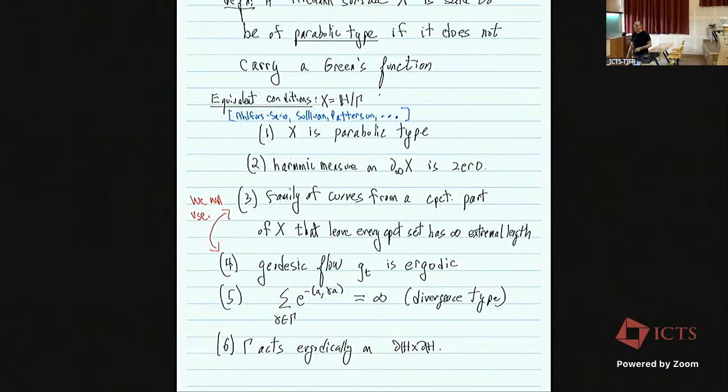Yeah? What is the measure on the boundary? Yeah, so Part 6? Part 6. It's Lebesgue measure.